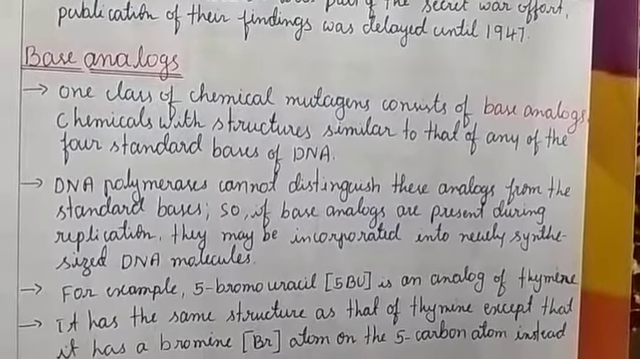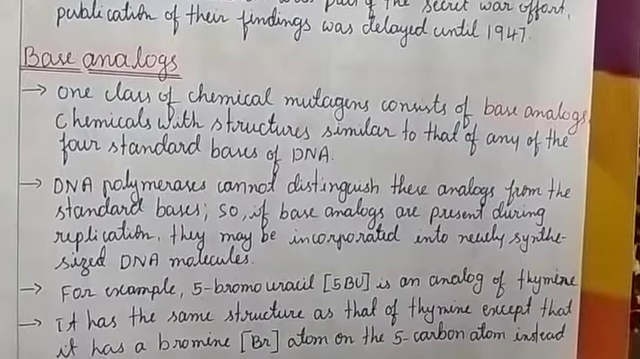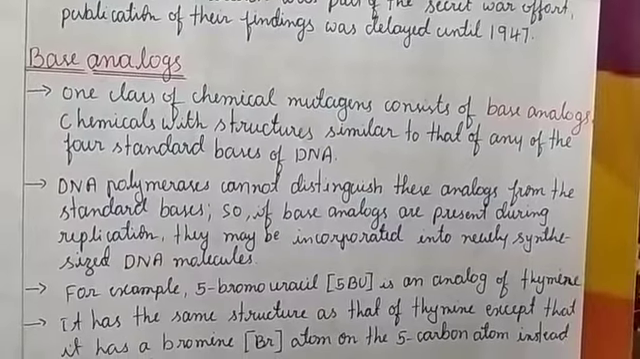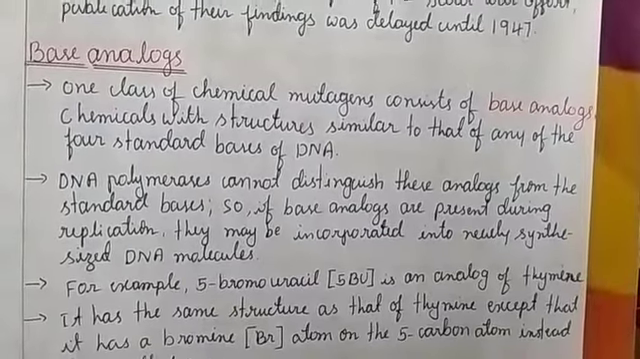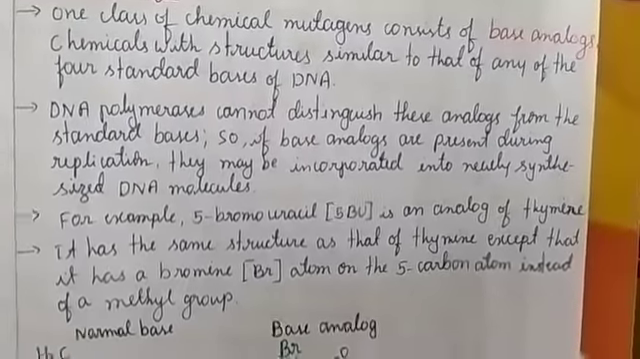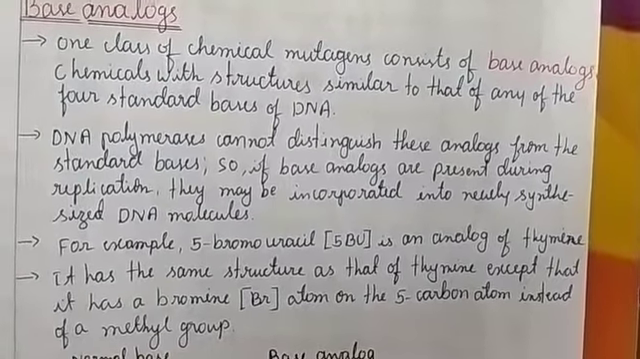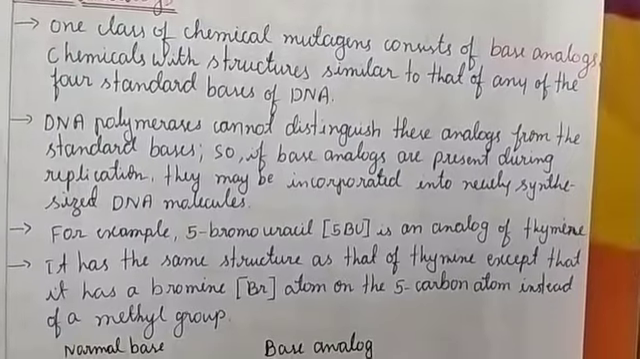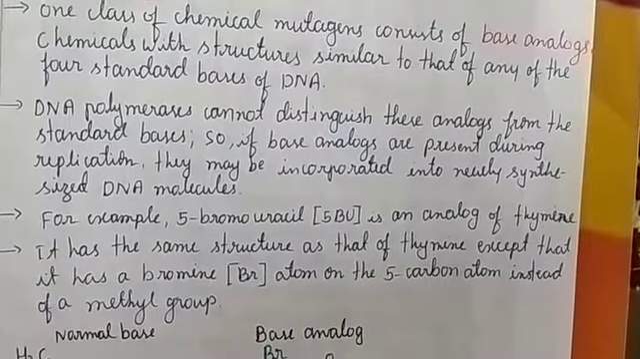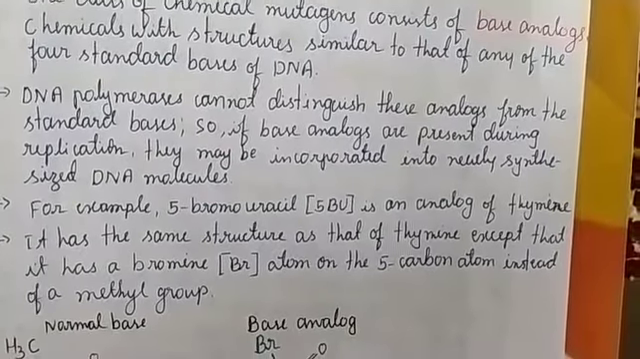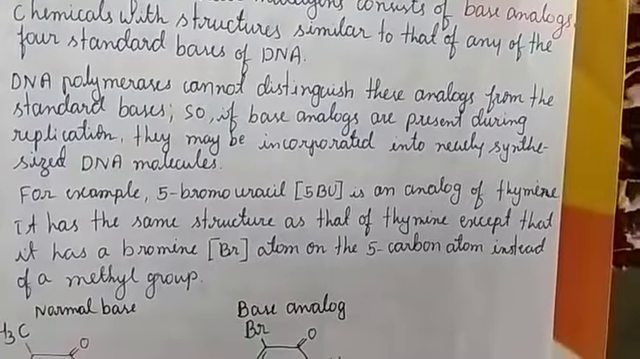Whatever the DNA bases are, A, T, G, C, some of the chemical base analogues have molecular structures almost similar to the four standard bases of the DNA. What happens if they are incorporated during replication? DNA polymerase cannot distinguish these analogs from the standard bases. So if base analogs are present during replication, they may be incorporated into newly synthesized DNA molecules.